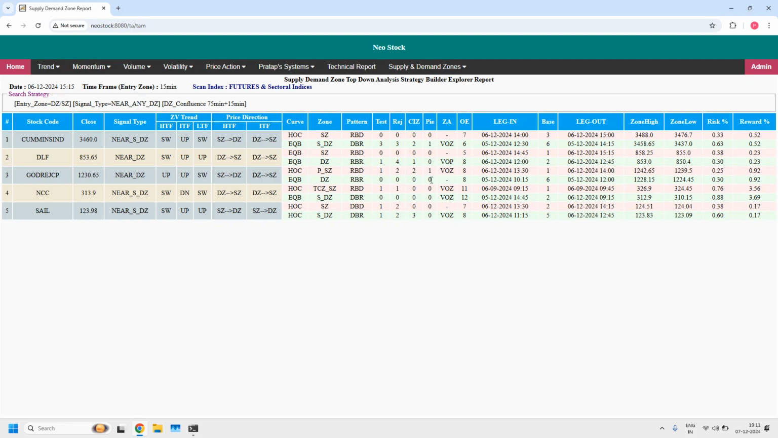Always you have to look into the pierced column. Why it is displaying? Because we didn't add pierced filter. Why we didn't add? Because the list is small. Manually we can identify these zones. If it is 30 stocks, 40 stocks, searching every time will be difficult. We can add a filter and we can further reduce the list.